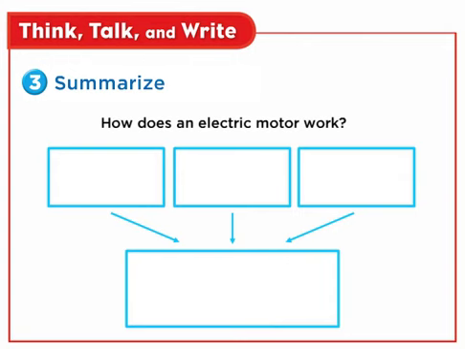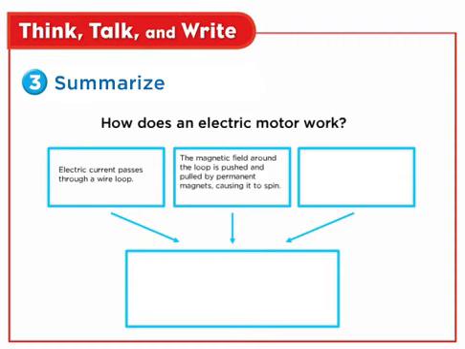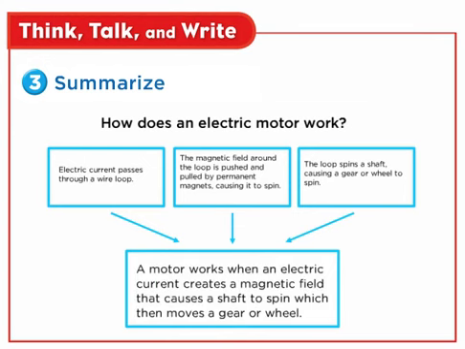How does an electric motor work? Electric current passes through a wire loop. The magnetic field around the loop is pushed and pulled by permanent magnets, causing it to spin. The loop spins a shaft, causing a gear or wheel to spin. A motor works when an electric current creates a magnetic field that causes a shaft to spin, which then moves a gear or wheel.